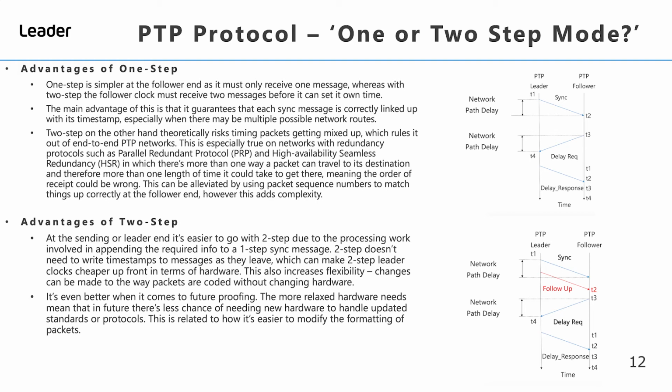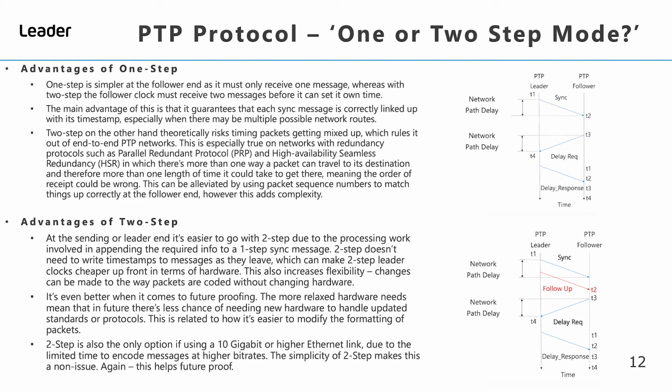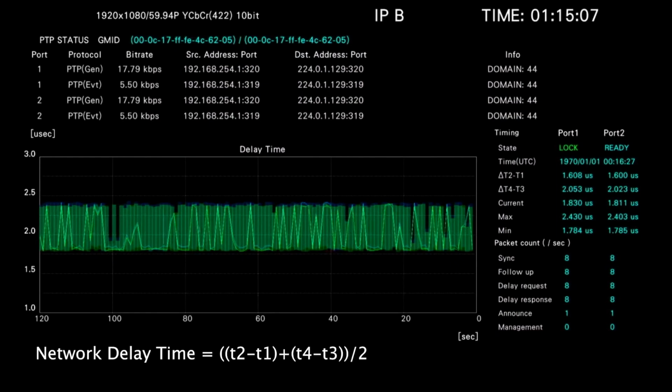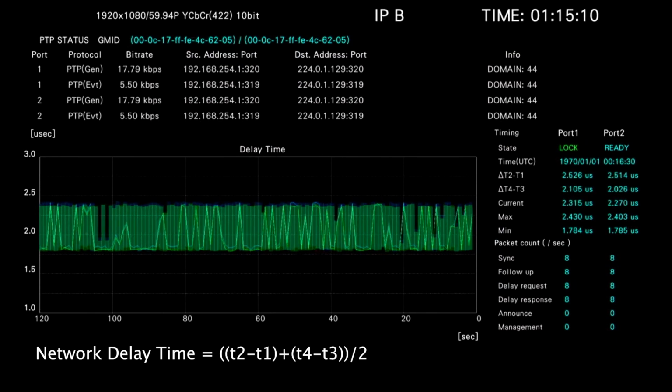It's even better when it comes to future-proofing. The more relaxed hardware needs mean that in future there's less chance of needing new hardware to handle updated standards or protocols. This is related to how it's easier to modify the formatting of packets. Two-step is also the only option if using a 10 gigabit or higher Ethernet link, due to the limited time to encode messages at higher bit rates. The simplicity of two-step makes this a non-issue. Again, this helps future-proof.